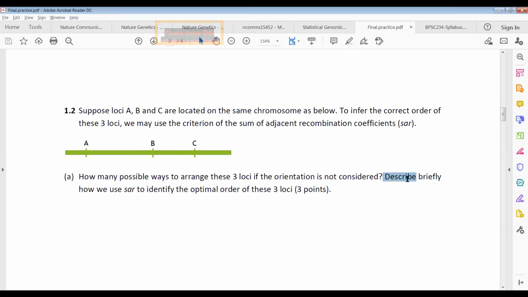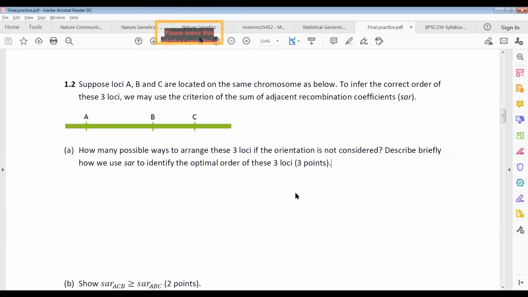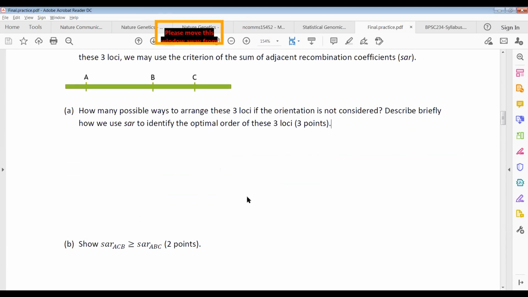And okay, briefly describe. We don't need any calculation here. I just ask you to describe briefly how we can use the SAR, the sum of the adjacent R strategy, to identify the optimal order of the 3 loci. This is easy. Use your own language to describe. First, you need to understand how this strategy works, and then you just explain that using your own language. I think the space is enough for you to describe. If not, you can use the reverse page.